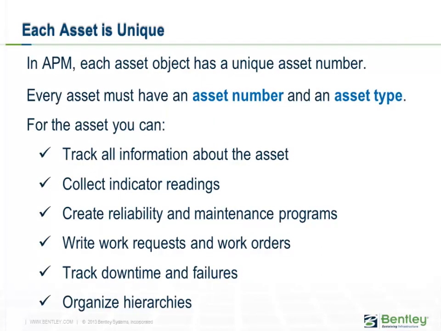Each asset has a unique asset object. Each new asset must have an asset number and an asset type. The asset object enables you to keep track of all the information about the asset, collect indicator readings for the asset, create a maintenance program for the asset, write work requests or work orders for the asset, track downtime and failures, and organize assets into hierarchies.